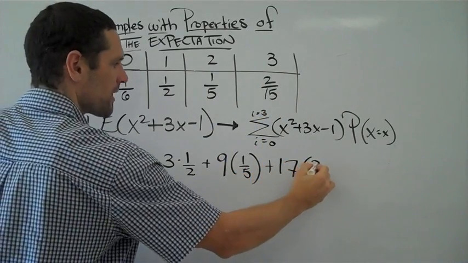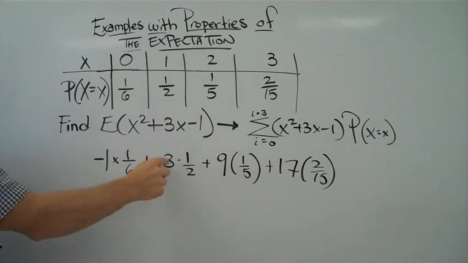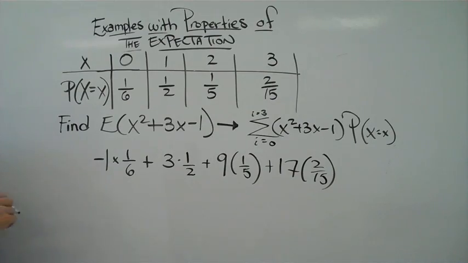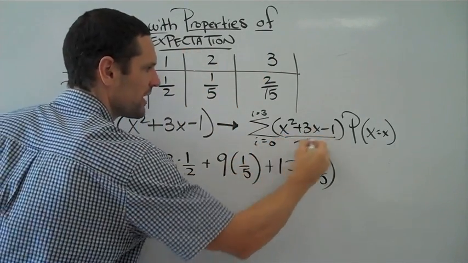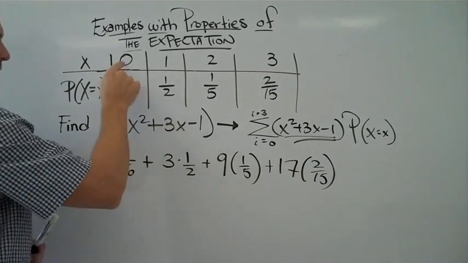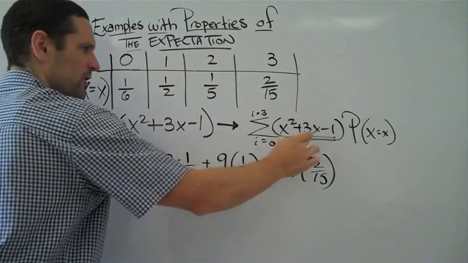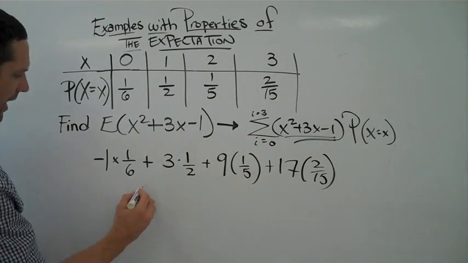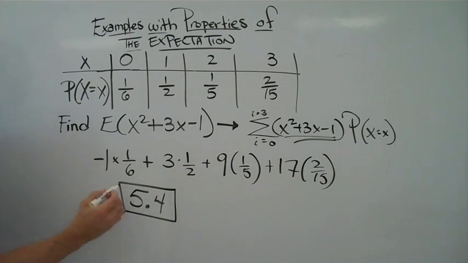The only thing different is instead of just plugging in a 0 and a 1 and a 2 and a 3, notice those numbers are different. What I first had to do was plug these values into my function. From my function, if I plug in a 0, I get a -1. I'm going to now multiply that function value times the individual probabilities. And when I expand this all out, when I do the math here, I'll get an answer of 5.4. That's my expected value of this function.